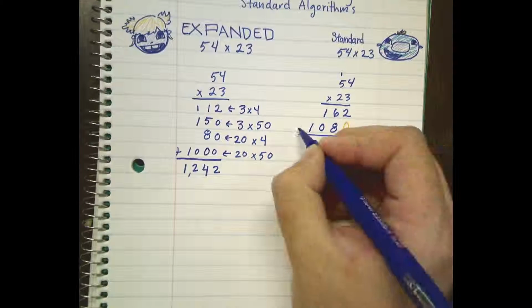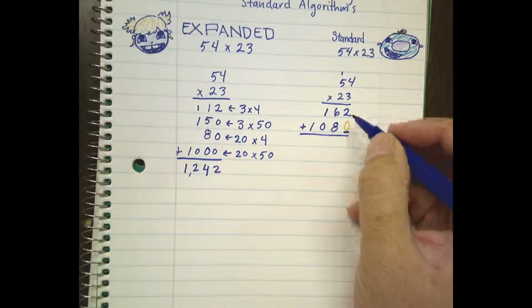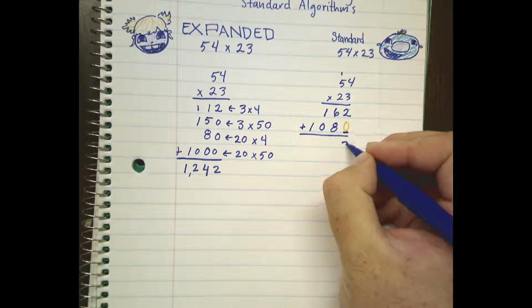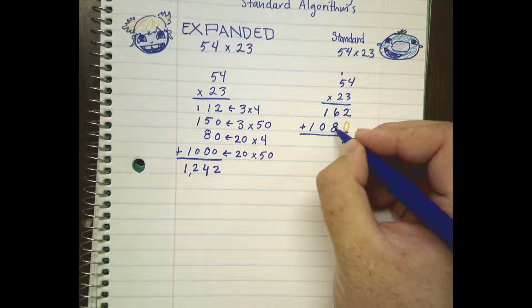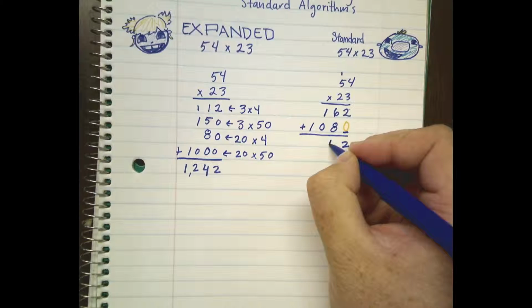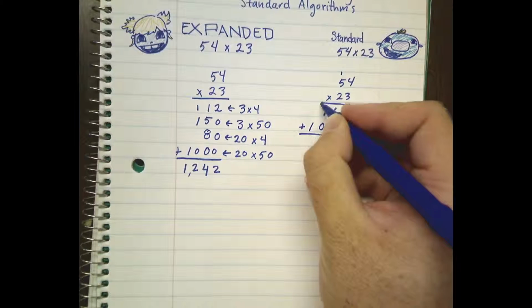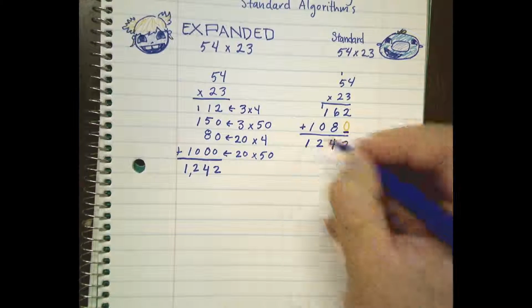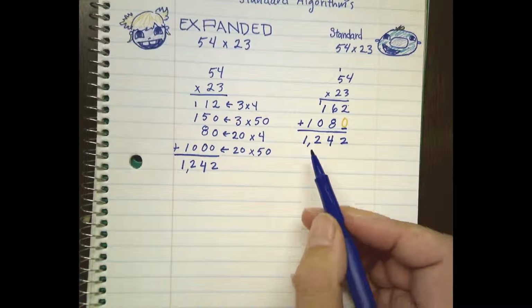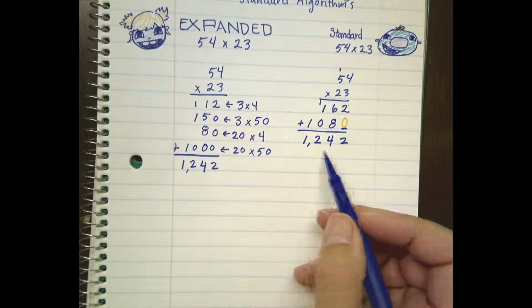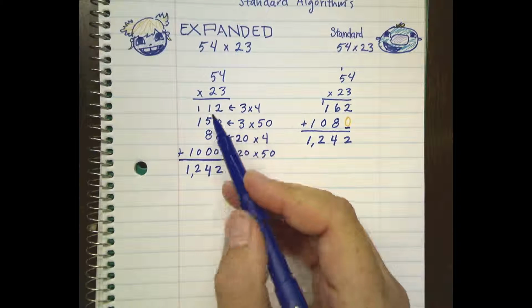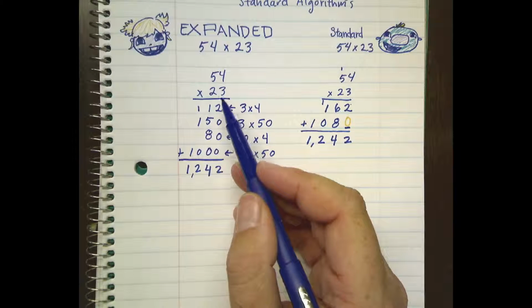All right, and now I'm going to add everything up, just double checking my math. 2 plus 0 is going to be 2, and 6 plus 8 is going to be 14, and 1 plus 1 is going to be 2, and 1 plus nothing is going to be 1. So either way, I'm still going to get the same answer of 1,242.